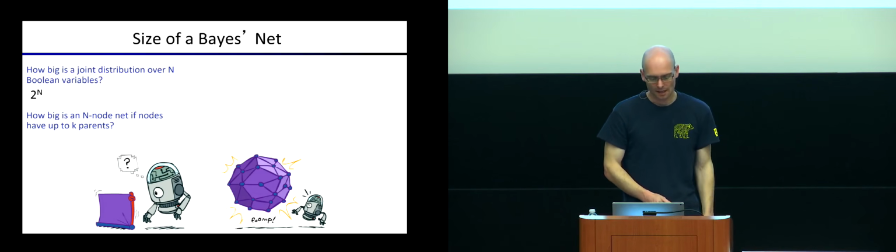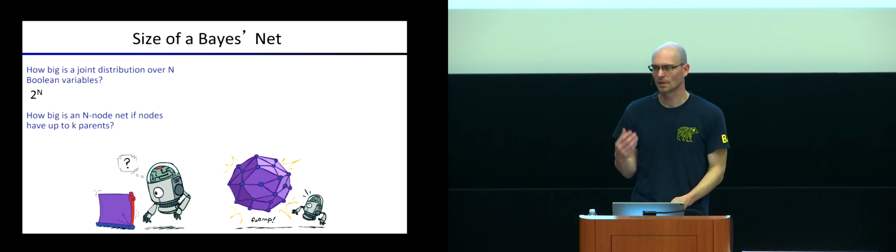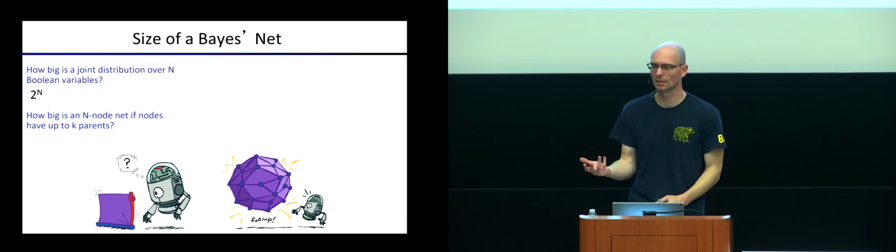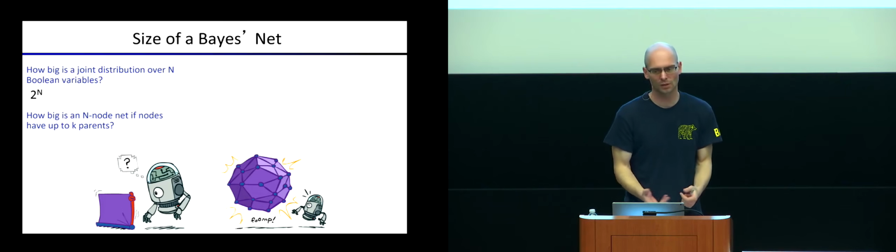The suggestion is n times 2 to the k. What would be the reasoning there? Well, let's think about each individual table, how big it's going to be, and then we can multiply with n to see how big the overall thing's going to be. So one table, how many entries does it need?